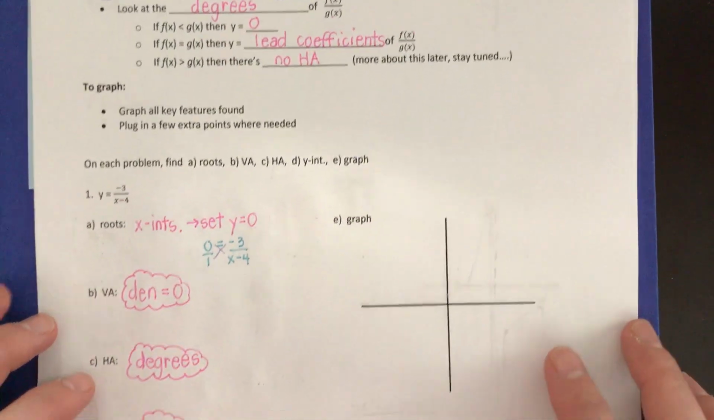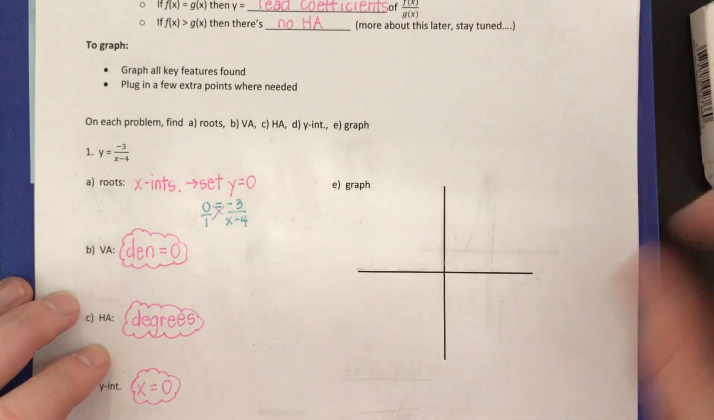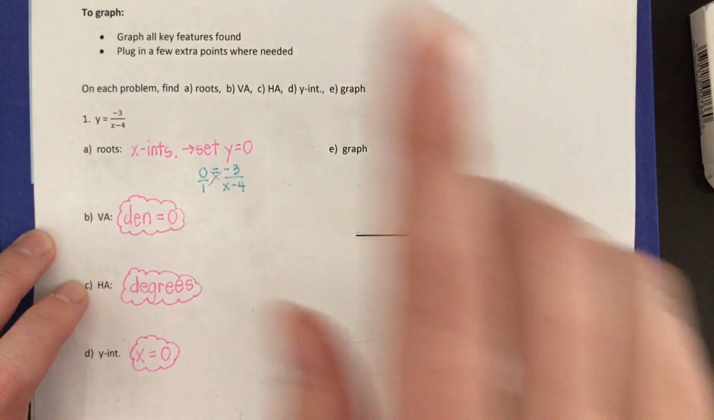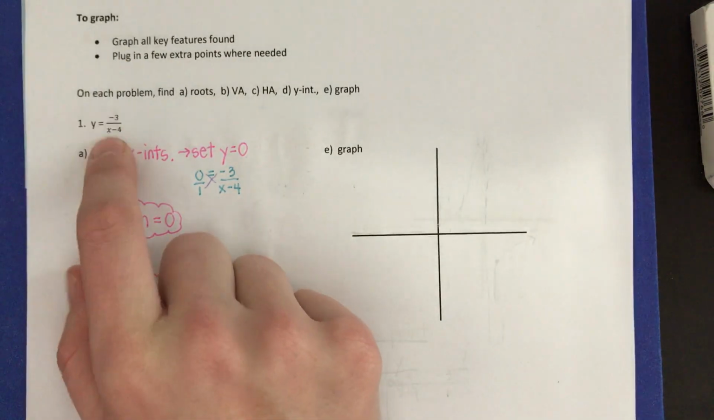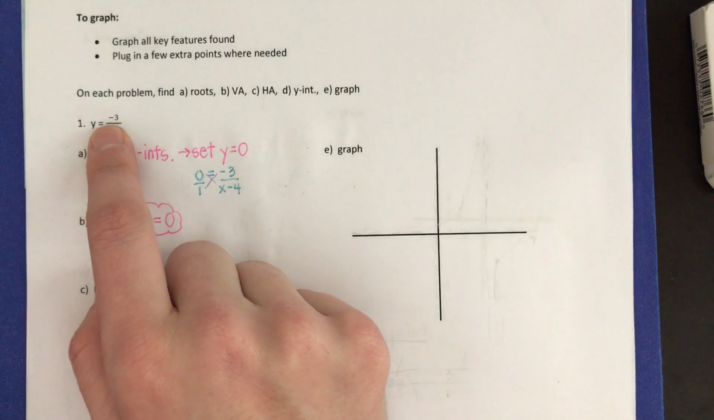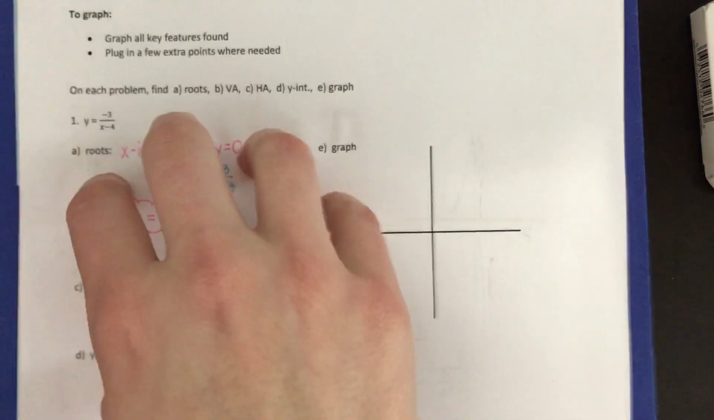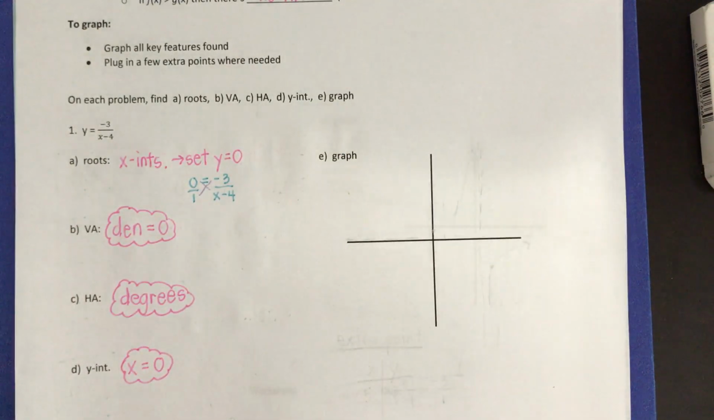On each problem, find A, roots, B, vertical asymptote, C, horizontal asymptote, D, y-intercept, and then E, graph. This is an easy one to start off with because you should know this is the rational parent function shifted right 4, reflected over the x-axis as well as vertically stretched by 3. We can use that knowledge to check the information we get and to check if the graph comes out like we think it should.